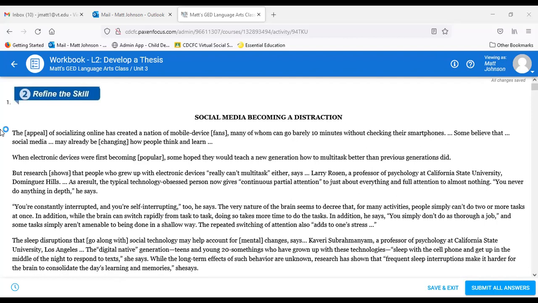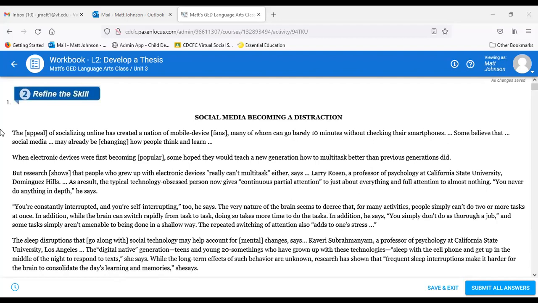But research shows that people who grew up with electronic devices really can't multitask either, says Larry Rosen, a professor of psychology at California State University. I think it's Dominguez Hills. As a result, the typical technology-obsessed person now gives continuous partial attention to just about everything and full attention to almost nothing. You never do anything in depth, he says. You're constantly interrupted and you're self-interrupting too, he says.